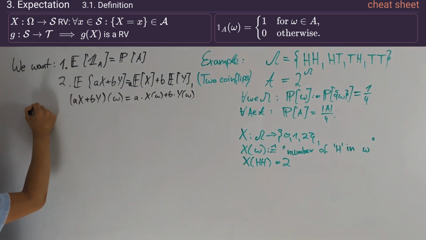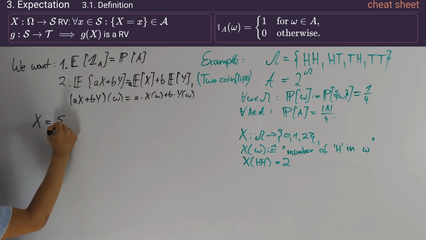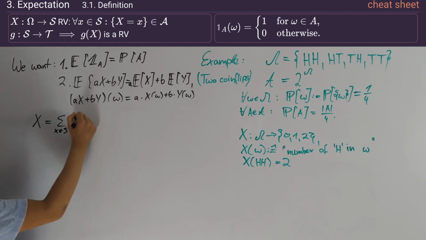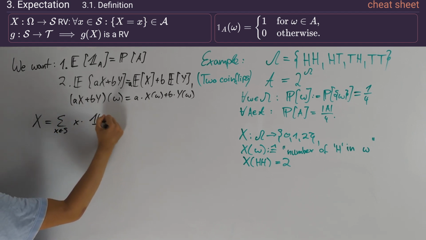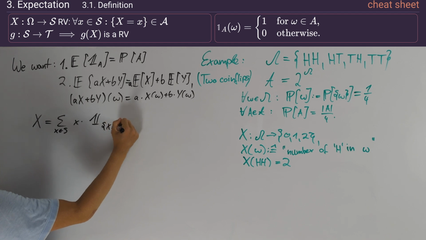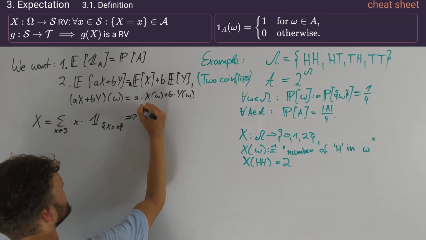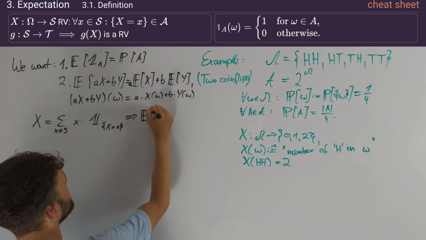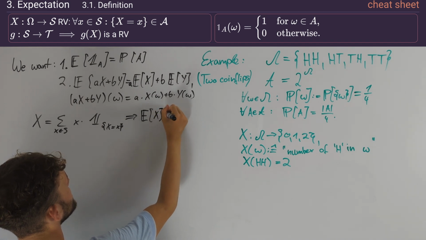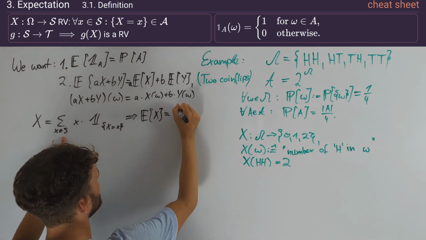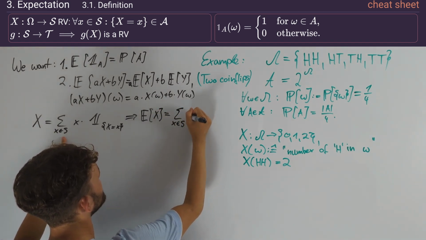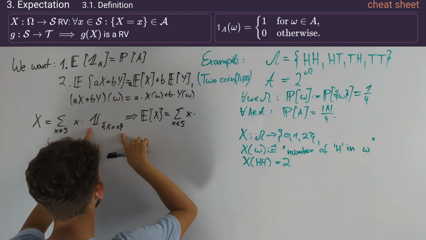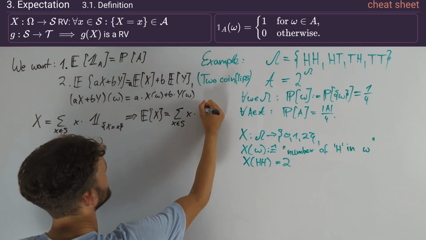Namely, we can write a discrete random variable X as the sum over x in S of x times 1 of the event X equals x. Taking the expectation on both sides and applying 1 and 2 yields E of X is equal to the sum over x in S of x times the probability of X equals x.